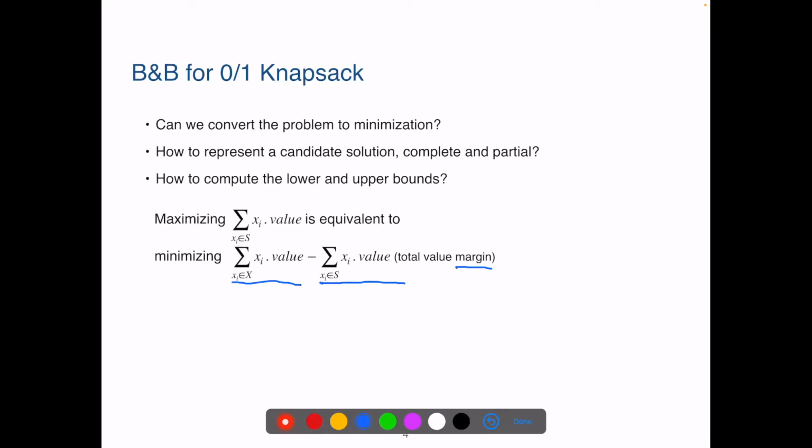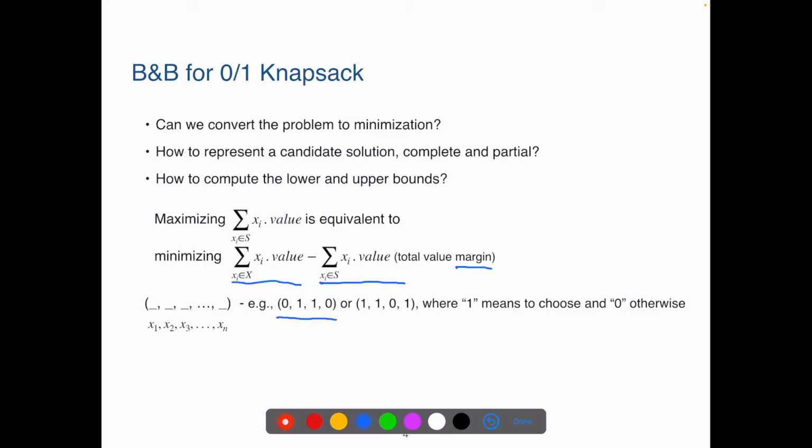For the second question, a natural and intuitive representation will be a binary string of length n, where each bit indicates the choice on one item. A 1 means choosing that corresponding item and a 0 otherwise. In the example here, 0, 1, 1, 0 means given 4 items in the set X, we choose the second and the third items to put in the knapsack.